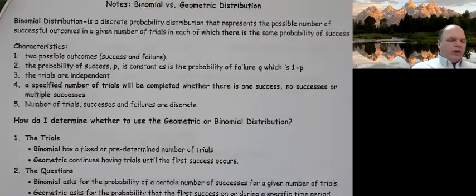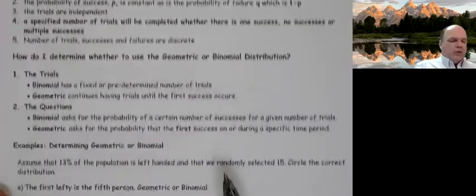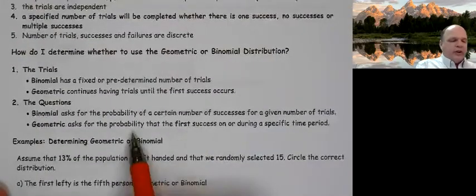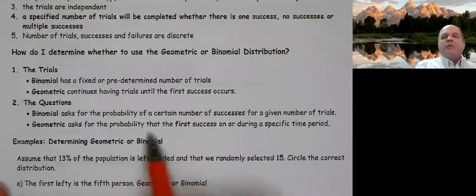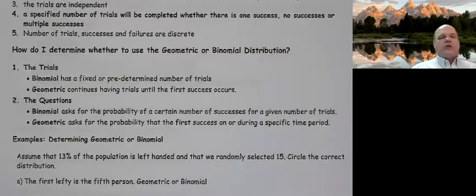Okay, so this starts off with the binomial versus geometric. How do I determine which one I'm using? Well, the binomial has a fixed or predetermined number of trials, and the geometric continues until the first success. Binomial will ask for a certain number of successes, and the geometric will ask what's the probability of the first success occurring, or when will the first success occur.